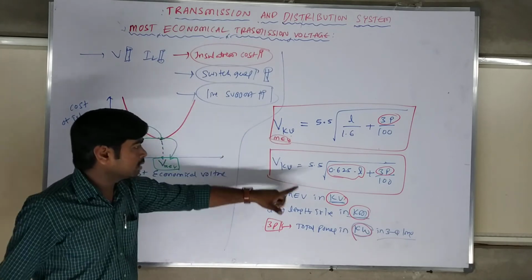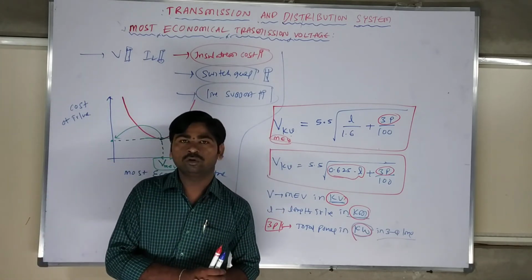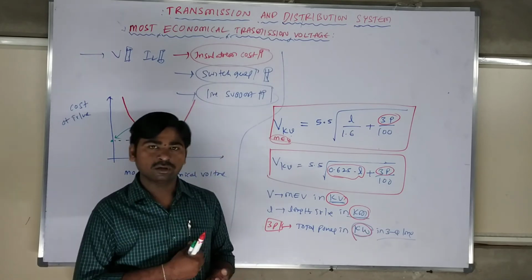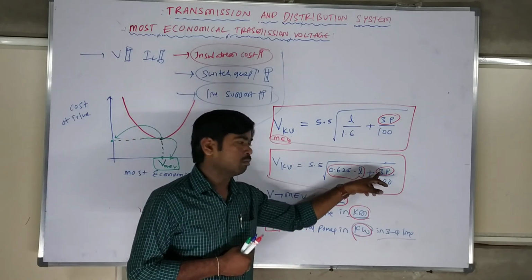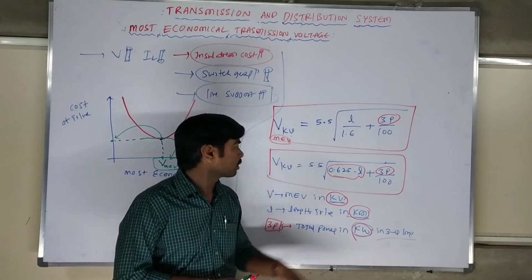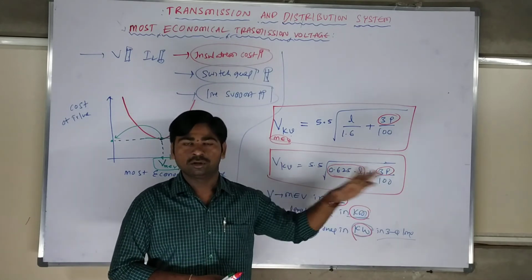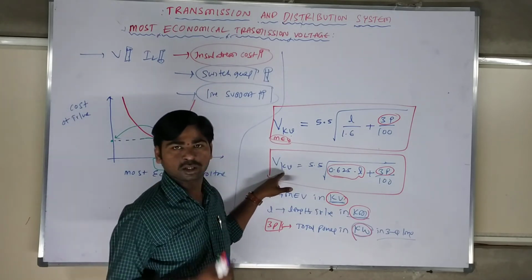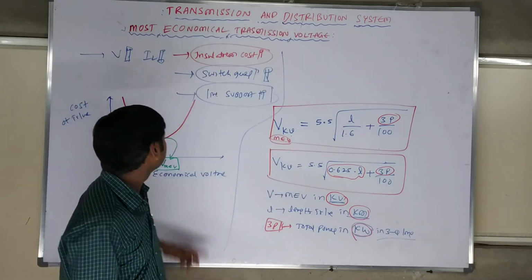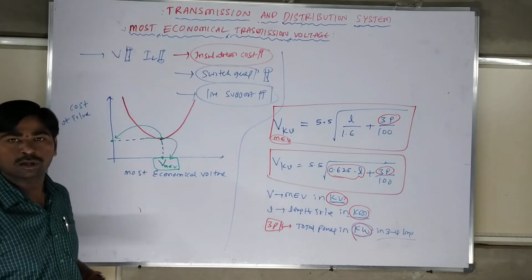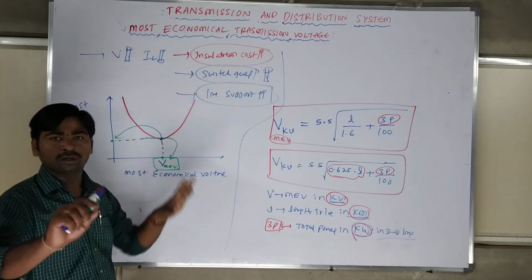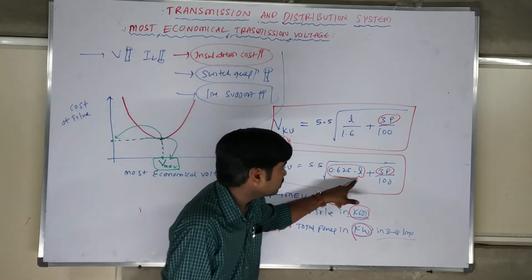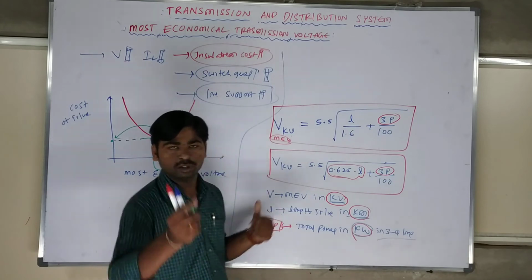If you want to decide your own voltage, how much voltage do I need to transmit on my power transmission line? For that reason, you need to consider how much power you want to transmit and how much length. Once power and length are decided, this formula gives the voltage, and your cost will be economical. This is the most economical voltage. If you go with this voltage for a given length and power, you are safe economically.